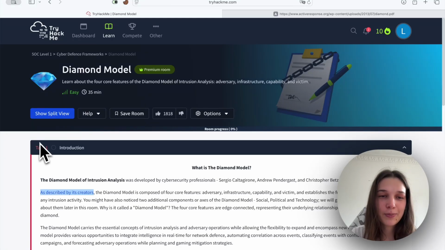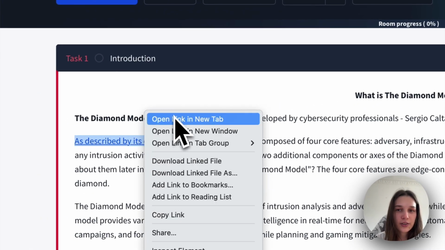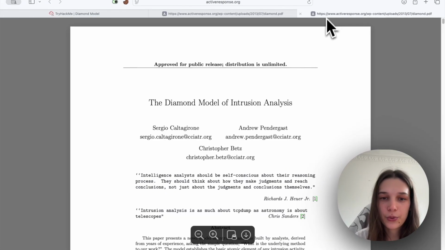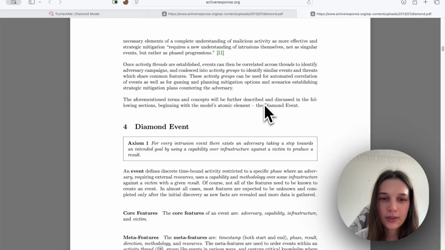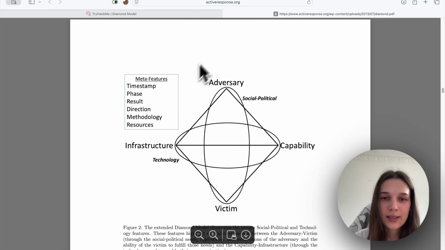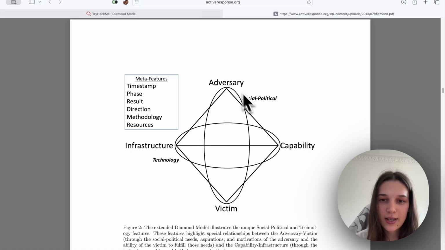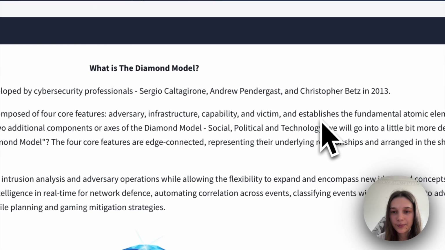Hi, today we will talk about the Diamond Model, and this is used for intrusion analysis. You can click here on a link and it will open the whole article that was written about the Diamond Model, or maybe it's a part of a book, I'm not sure. But in this part we will see the core features of the Diamond Model: infrastructure, adversary, capability, and victim, which is also written here.